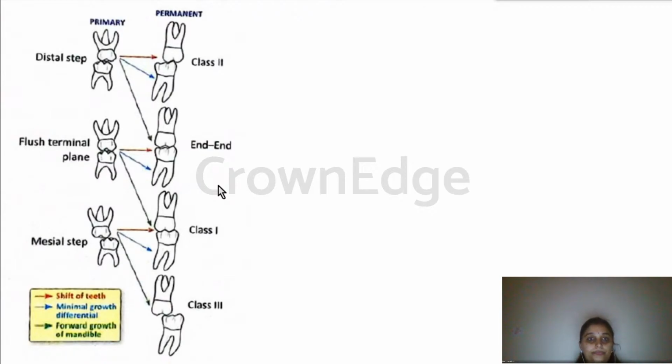Let me explain how. Okay, this is distal step, right? This leads to a class 1, class 2 relationship. And because of the forward growth of the mandible, it can lead to an end-on relationship. You see 3 arrows here. The red signifies shift of teeth, the blue signifies differential growth. And this green signifies, it looks like black here, but actually it is green, the dark green actually, it signifies forward growth of the mandible.